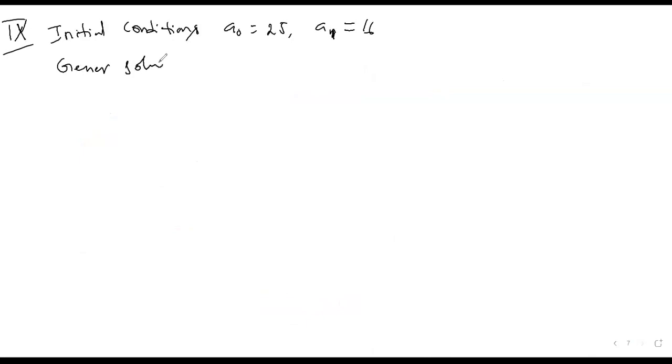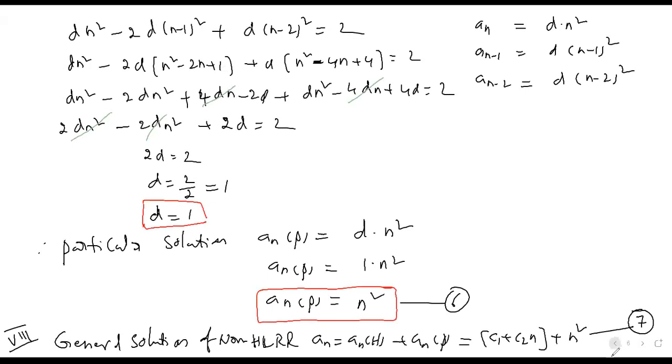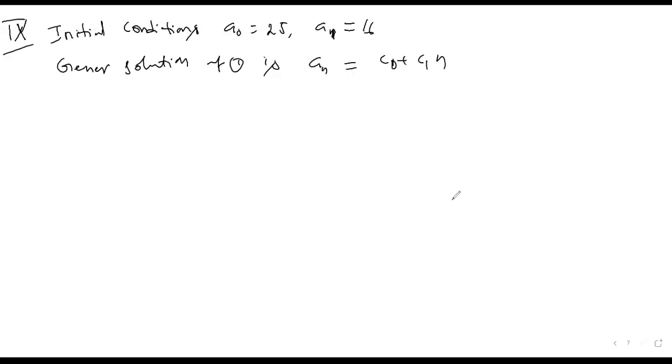General solution of a_n equals c0 plus c1 into n. Here we use c1, c2. The general solution is c1 plus c2 into n plus the particular solution you already calculated, d into n square. This is the general solution.